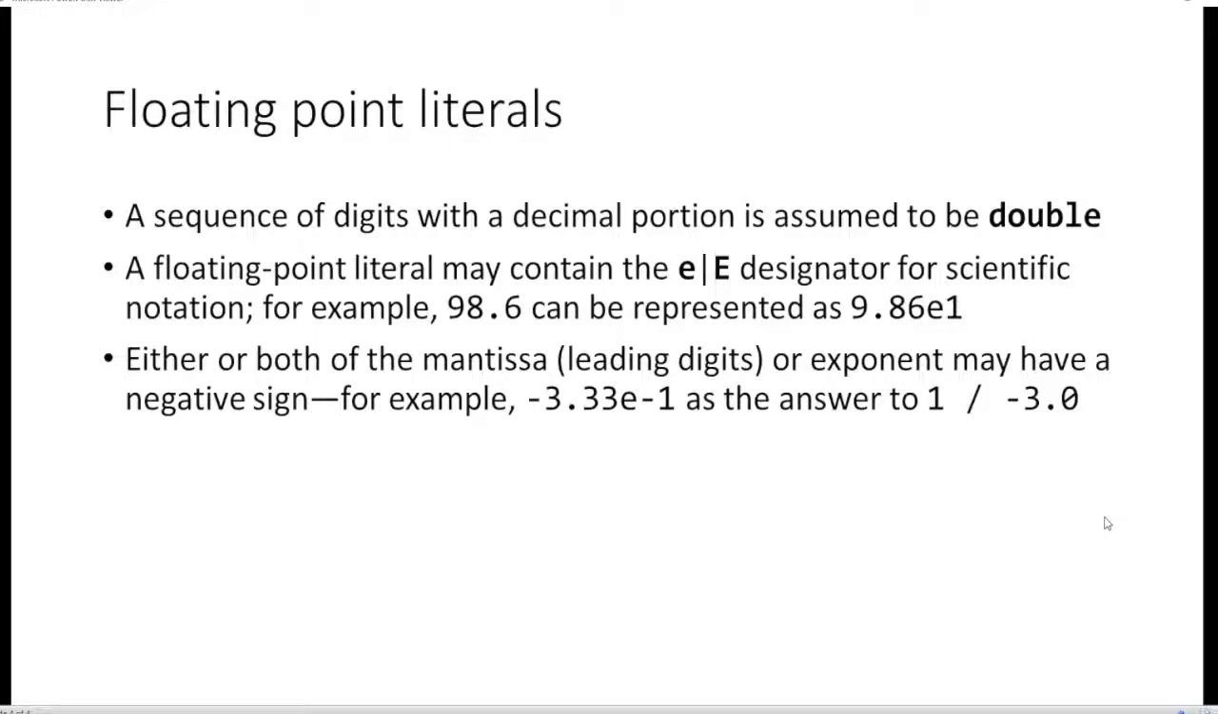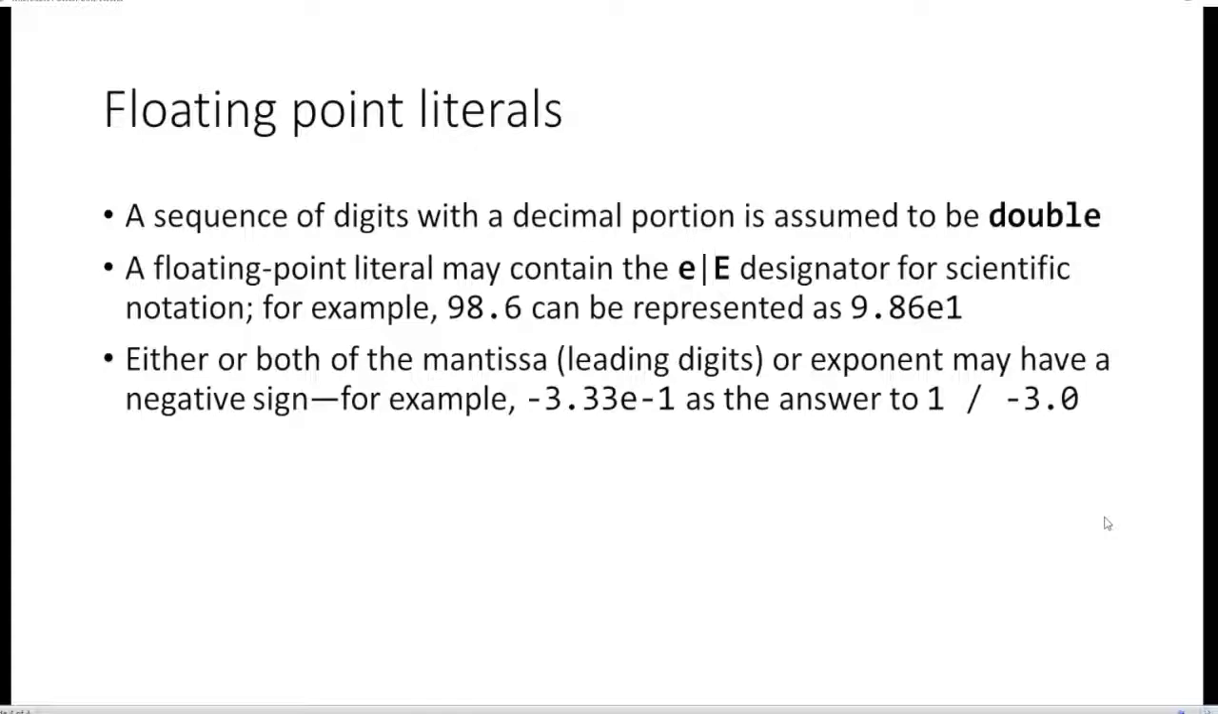The floating point literal may contain E near the right end to suggest that it is in scientific notation. That is, its exponent. In this example, we say that 98.6 can be represented by 9.86 E1. That means times 10 to the first power. So we would multiply 9.86 by 10 and get 98.6.